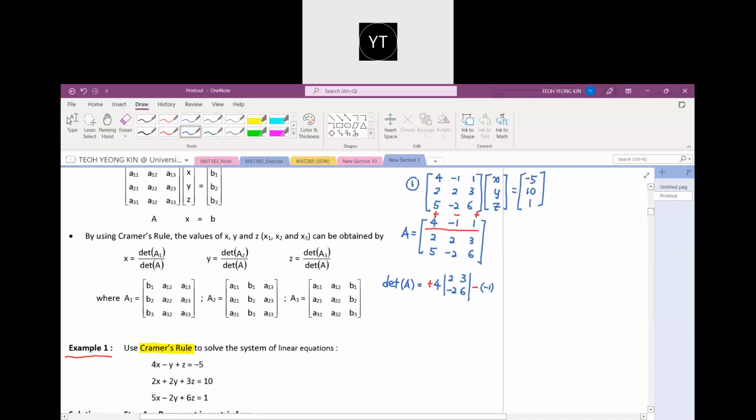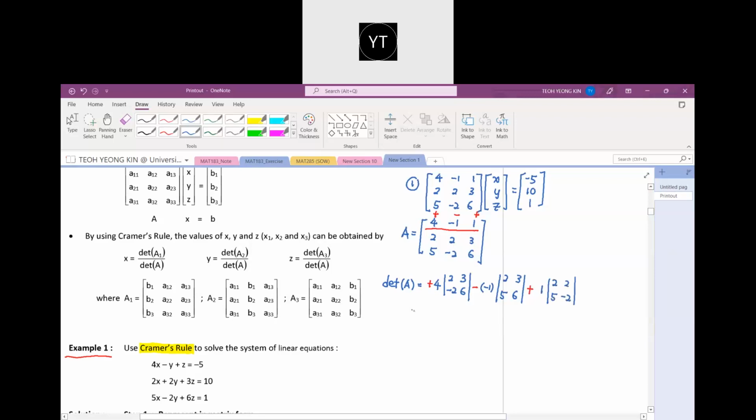The second one is close the first row and the second column. Tutup baris pertama, lajur kedua. What we leave is 2, 3, 5, and 6. Finally, the third is positive, and the value is 1. Again, tutup baris pertama, lajur ketiga. We have 2, 2, 5, and -2.